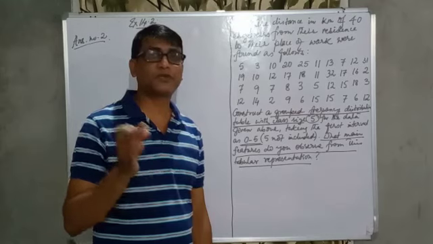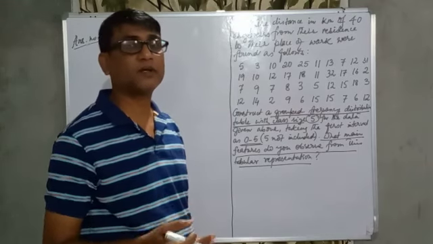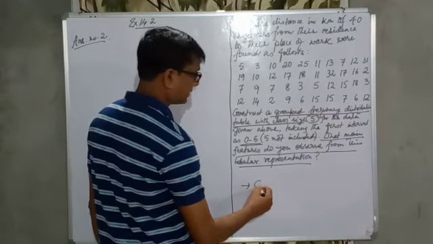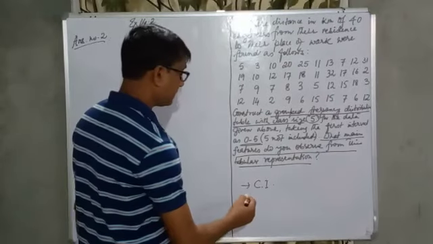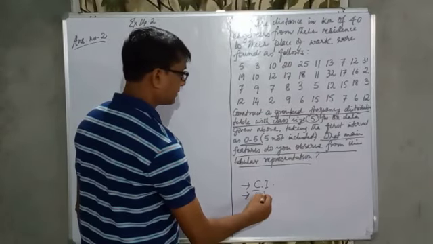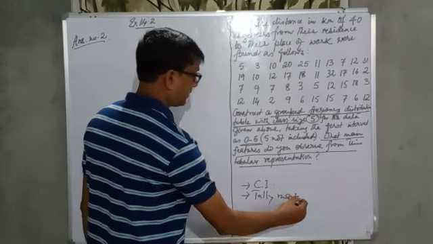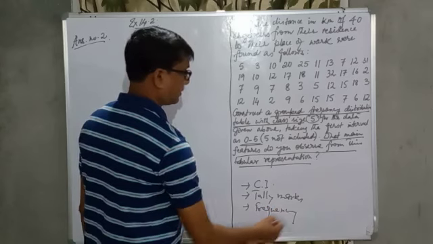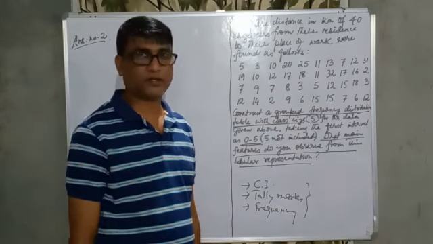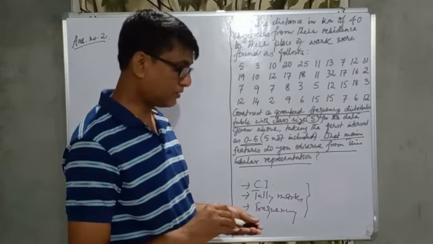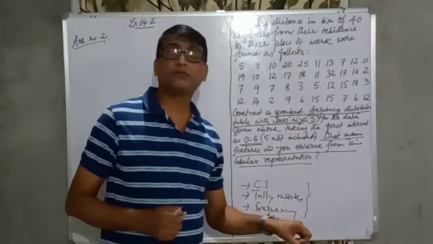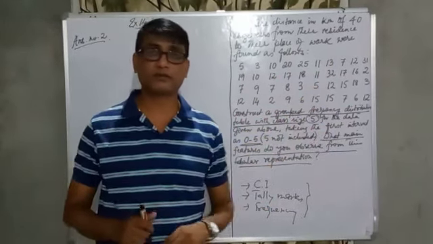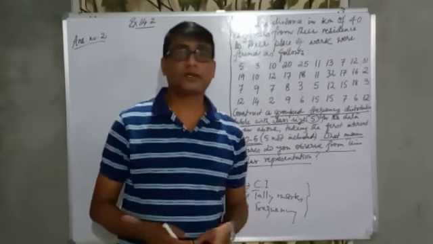In the last class we discussed the ungrouped frequency distribution table, and today we will discuss the grouped frequency distribution table. For a grouped frequency distribution table, what do we need? First we need class interval, then tally marks, then frequency. These three columns we need. And how many rows will come? That will depend upon the data and the class size. Okay, so let us start the solution.